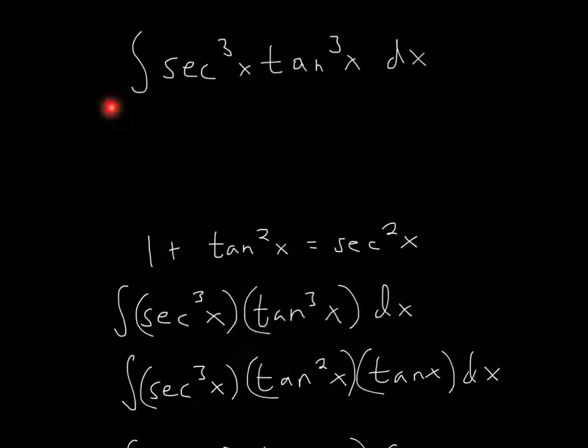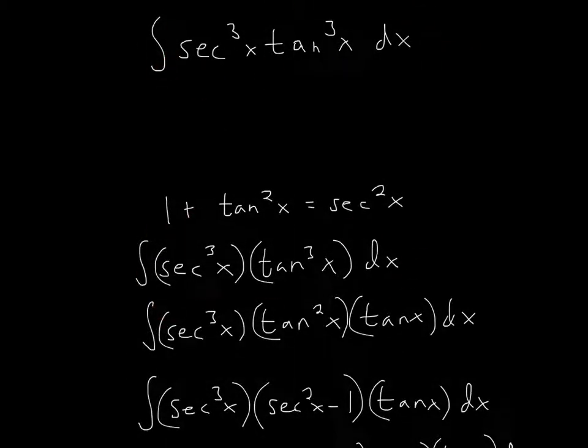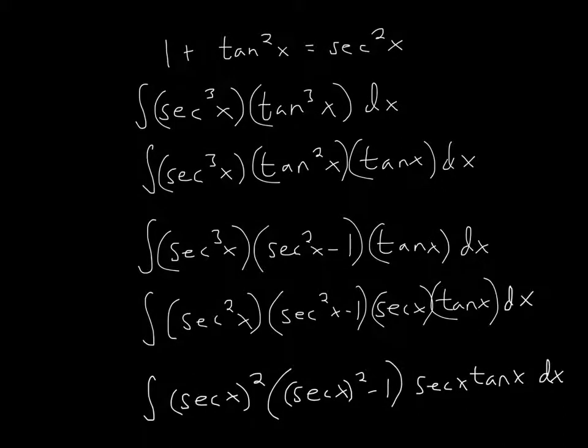Okay, so for this problem we have secant cubed x multiplied by tan cubed x. So we can use this trig identity, 1 plus tan squared x equals secant squared x. So we can take the original problem and just shift it around a little bit. What I mean by that is take tan cubed x and make it into tan squared x and tangent x, because if you multiply tan x times tangent squared x, it just becomes tan cubed x.